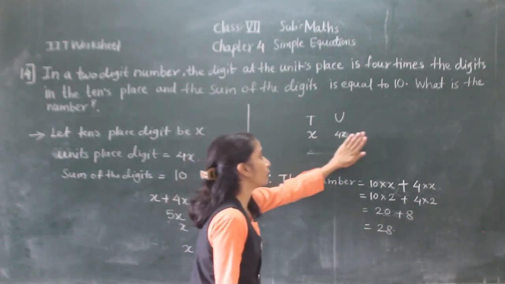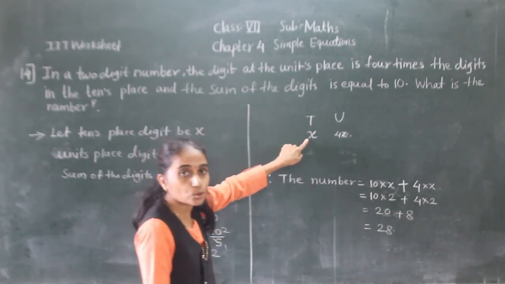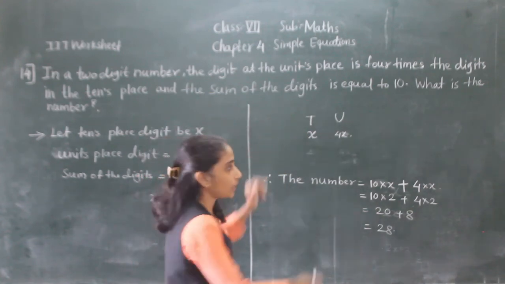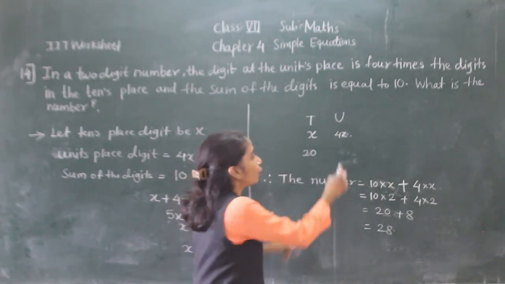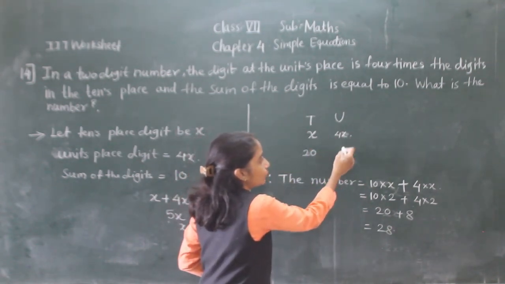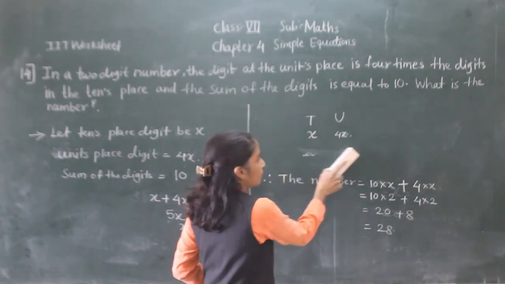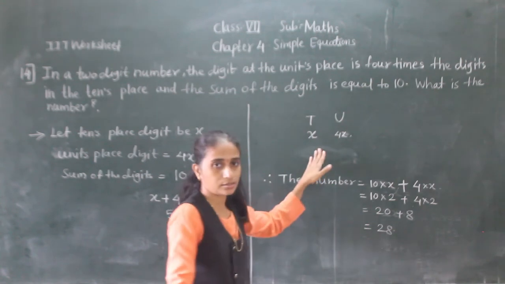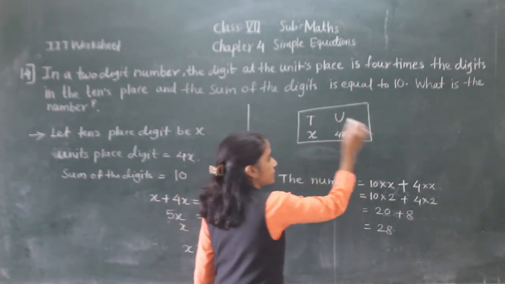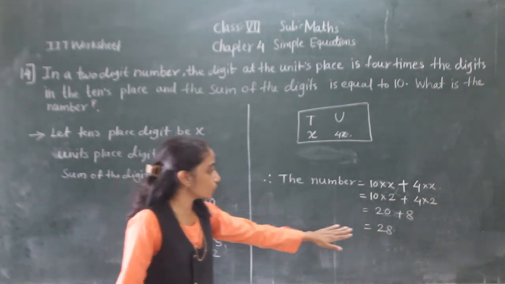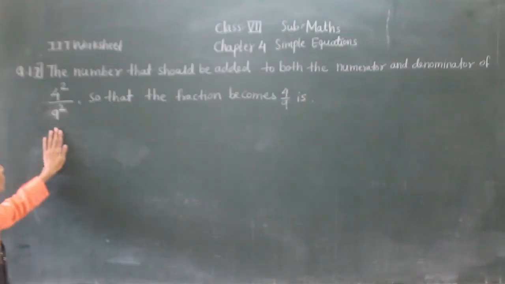The easiest way also you can find: this x we got 2, 2 tens means 20, and 4 into 2 is 8, so that number is 28. Understood everyone? This diagram is for your understanding. So the number is 28. Let's move towards question number 17.